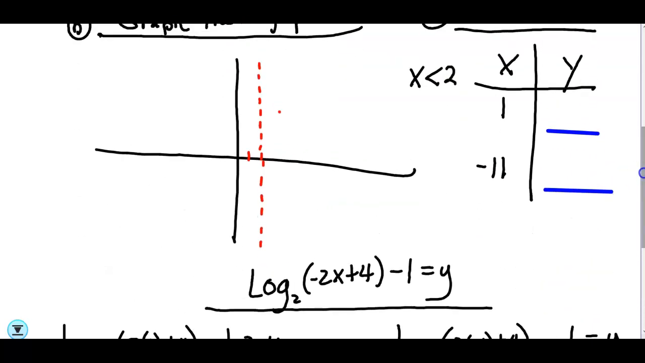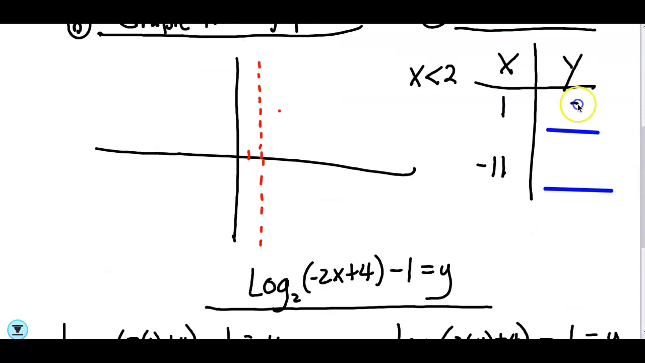So for 1, we get 0. And for negative 11, I'm just going to say negative 3.5 again. I'm just going to round it to a 0.5. I don't like the 0.7 weird numbers there. All right, let's see if you guys can graph it. Plot the points and then try to connect them and see if you can get the shape.